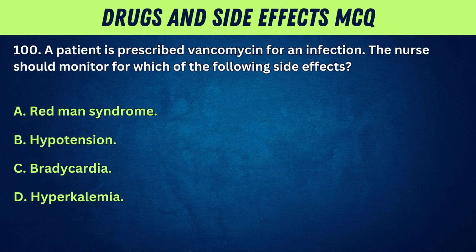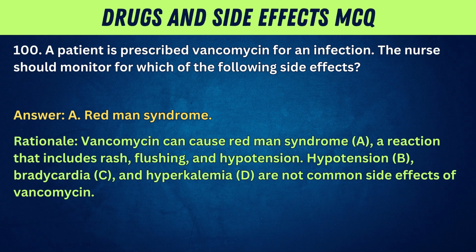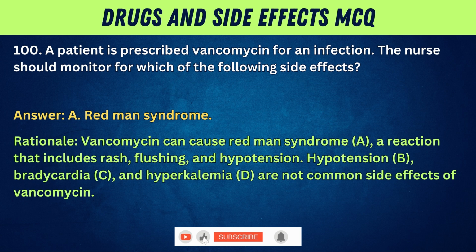100. A patient is prescribed vancomycin for an infection. The nurse should monitor for which of the following side effects? A. Red man syndrome. B. Hypotension. C. Bradycardia. D. Hyperkalemia. Answer: A. Red man syndrome. Rationale: vancomycin can cause red man syndrome, a reaction that includes rash, flushing, and hypotension. Hypotension, B, bradycardia, C, and hyperkalemia, D, are not common side effects of vancomycin.